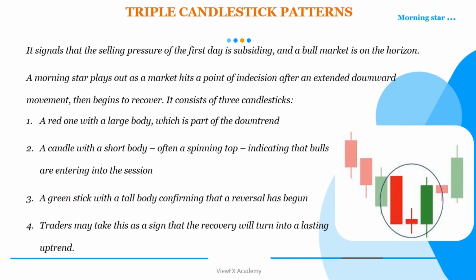A red one with a large body, which is part of the downtrend. A candle with a short body, often a spinning top, indicating that bulls are entering into the session. A green stick with a tall body confirming that a reversal has begun. Traders may take this as a sign that the recovery will turn into a lasting uptrend.